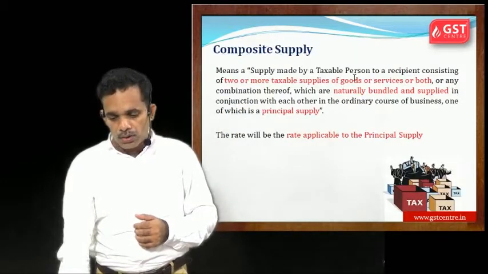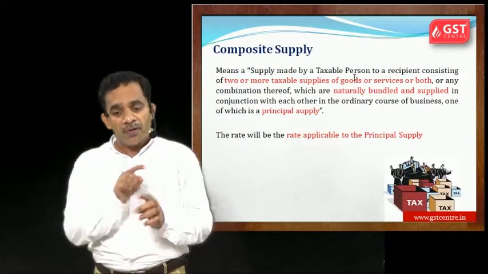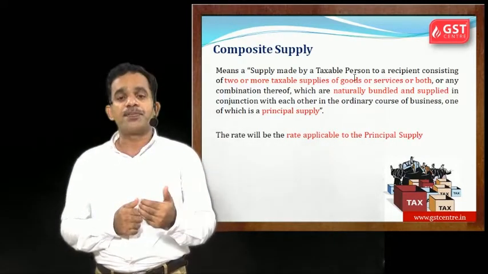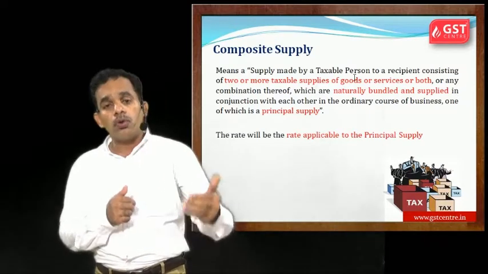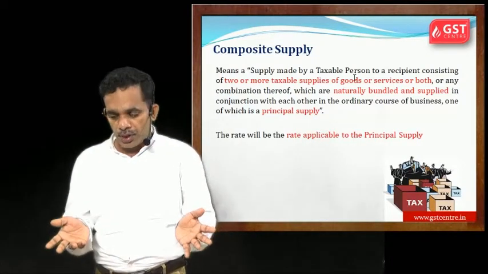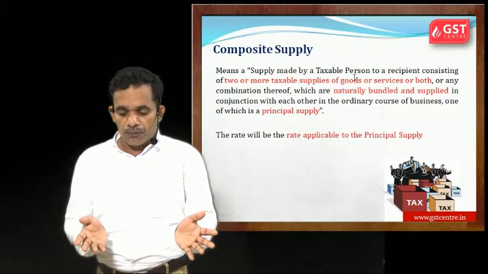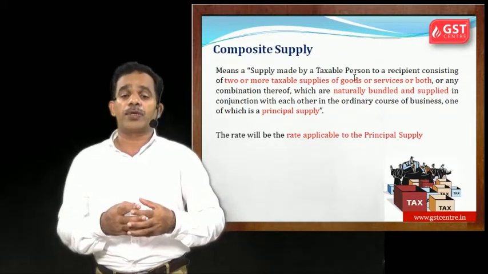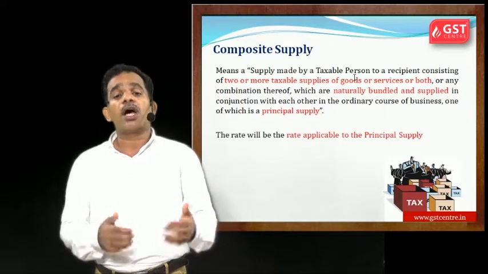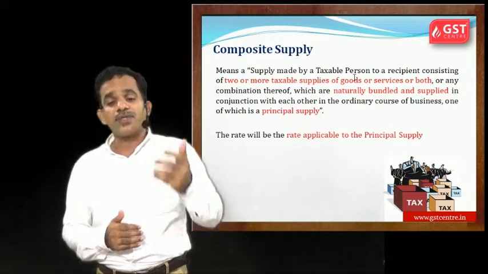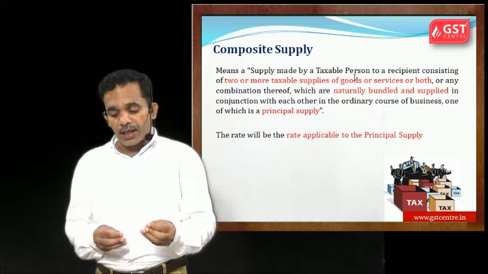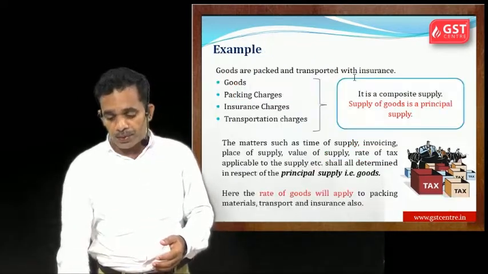So composite supply. What is composite supply? We will learn the definition. Supply made by a taxable person to a recipient, consisting of two or more taxable supplies of goods or services, or both, or any combination thereof, which are naturally bundled. It is very important. Naturally bundled and supplied in conjunction with each other in the ordinary course of business, one of which is a principal supply. So there are some specialties. And the rate applicable to the principal supply should be considered.